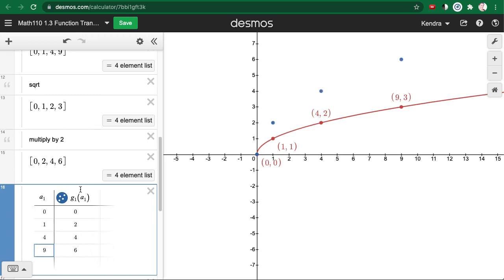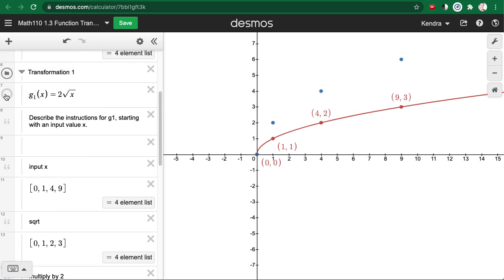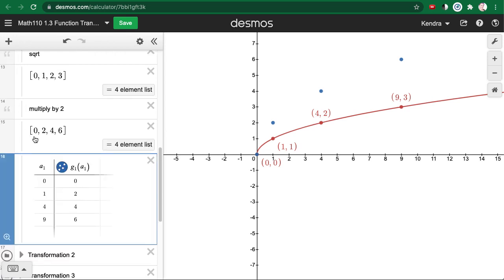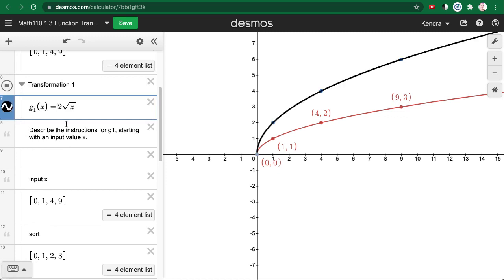And Desmos is calculating the outputs as 0, 2, 4, and 6. And here are those points graphed. And we can now fill in the graph, and there it is. So this is what the graph of g1 of x looks like.